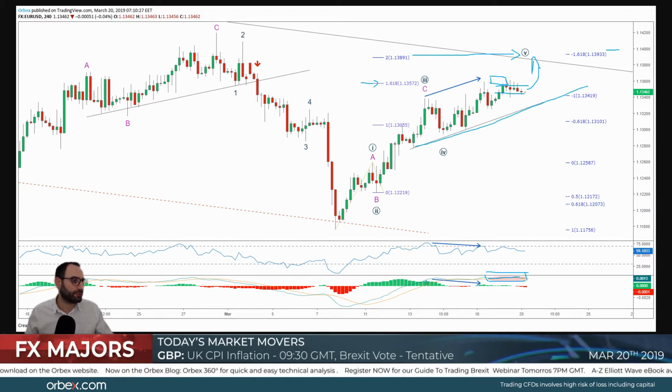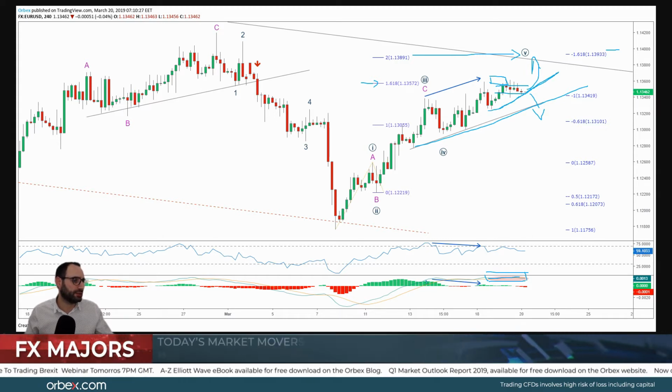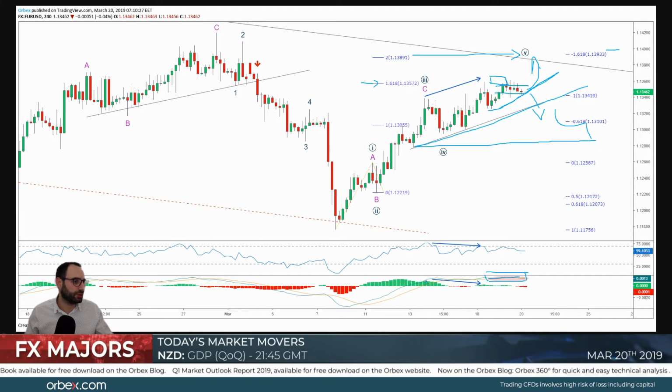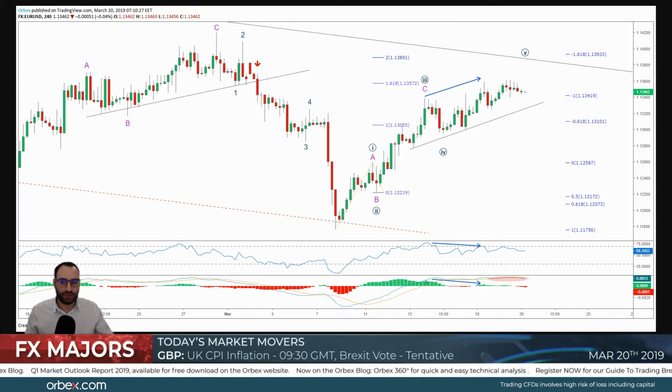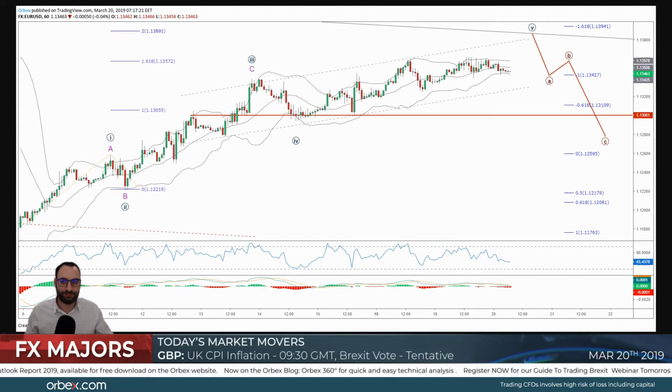From here, of course, we'll set prices to break lower. First, of course, will be this trend line, and after this one, we could see further moves to the downside to complete a correction. Now, let's go down on the 1 hour chart quickly to see what we have there.